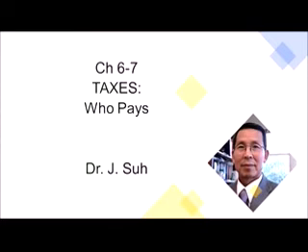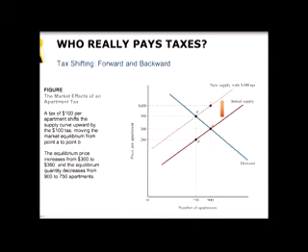Now let's answer the question, who really pays taxes? We're going to look at two phenomena called tax shifting forward and backward. So who really pays taxes? Let's look at a market for apartments. An initial supply curve, this dark red line, and the demand curve, this blue line. At equilibrium point A, we have 900 apartments being rented at a price of $300 per apartment.